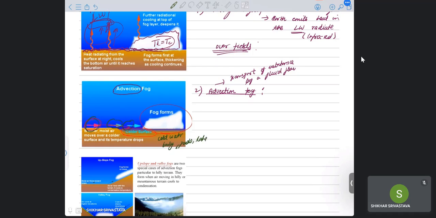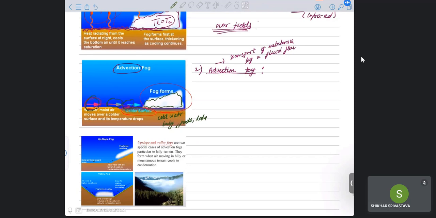If the warm moist air travels over this colder surface, the temperature of this warm air falls, and if it falls sufficiently to the dew point temperature, fog starts forming. So when you see fog over some pond or lake, it is due to this advection. It is just because warm moist air is flowing over a colder surface, and hence fog forms. So this is another kind of fog.